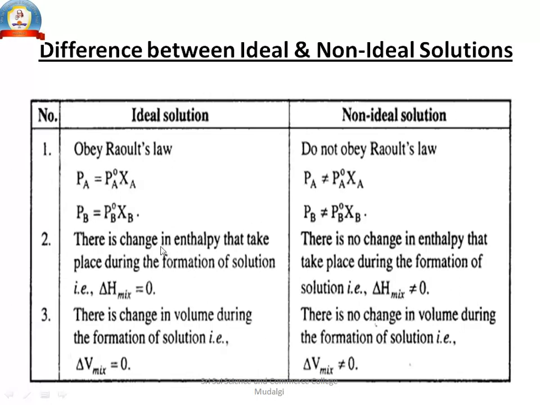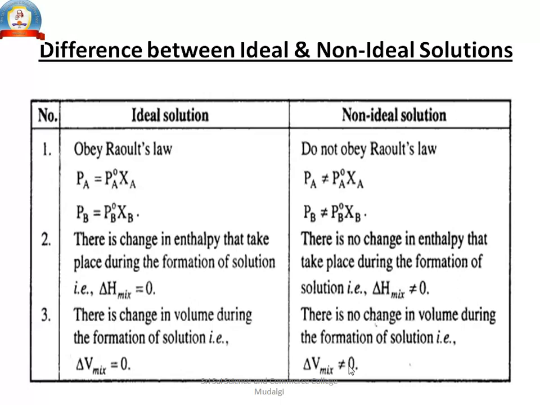Now, the second difference between ideal solution and non-ideal is, here there is no change in enthalpy during the formation of solution. That is, change in enthalpy delta H mixing is equal to 0, but for non-ideal solution delta H mixing is not equal to 0. Similarly, change in volume is equal to 0, that is, there is no change in volume during the formation of solution, whereas for non-ideal solution delta V mixing is not equal to 0.